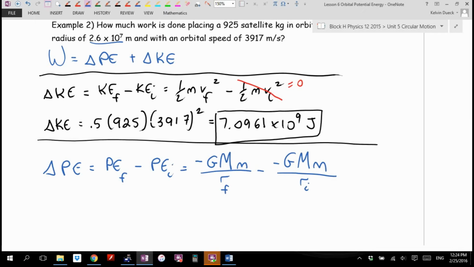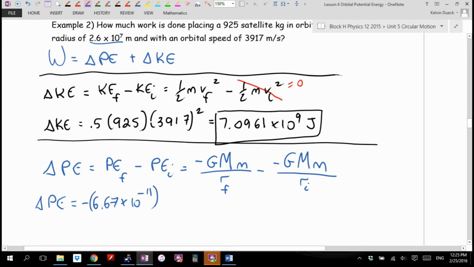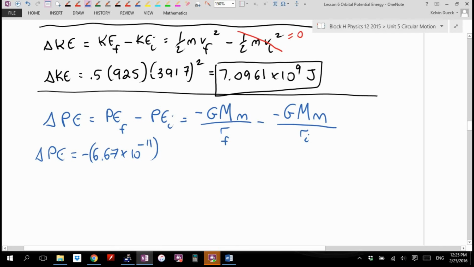Okay, Clay, you ready? Oh, don't forget the negative. What's big G? 6.67 times 10 to the negative 11. Big M. 5.98 times 10 to the 24. Little m. Was it 925? Yep. All over.